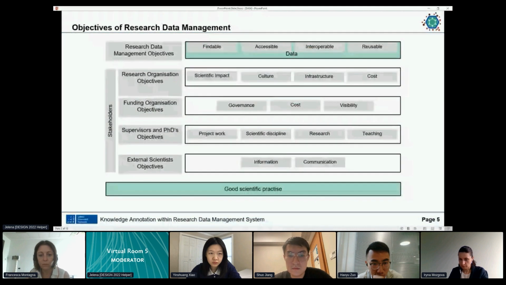To deal with this data, it is necessary to create an approach and a system that takes into account the interests and objectives of all stakeholders in the project. In other words, a research data management approach is required. This is what our team is aiming to provide.